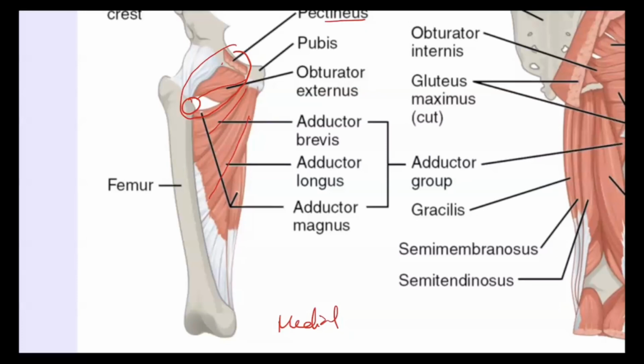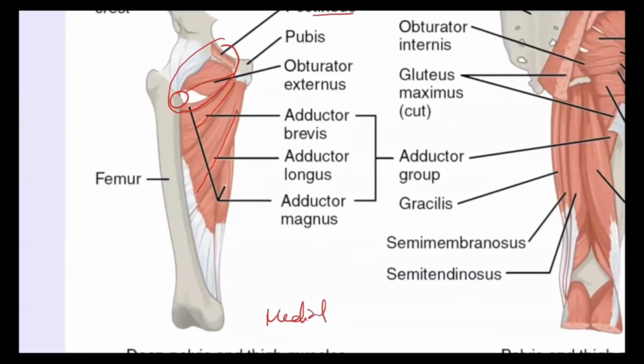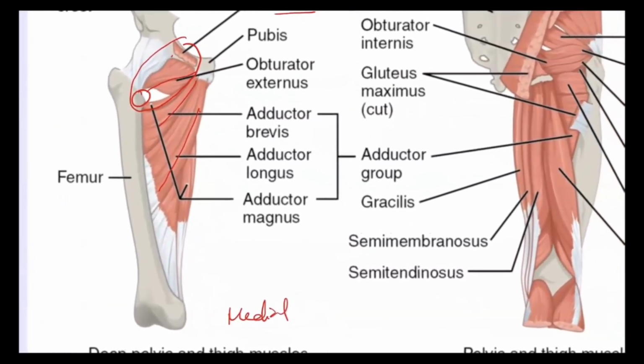Now, adductor magnus has 2 parts, as I mentioned. It has an adductor part and a hamstring part. The adductor part, the obturator part, is the one that contributes to the medial thigh, while the hamstring part is what contributes to the posterior thigh. And yeah, okay, so we'll come here now.